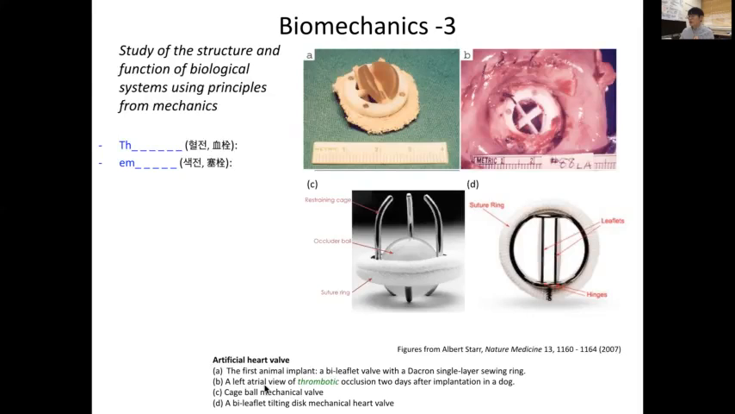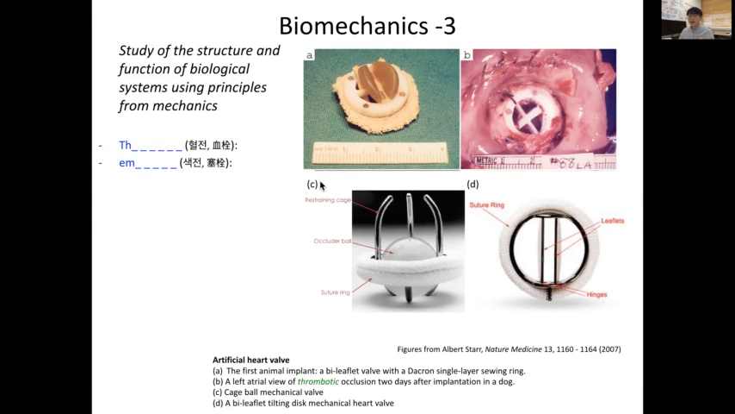So this is a left atrial view of thrombotic occlusion. I have to explain what thrombotic occlusion is. Here is a thrombosis, meaning a blood clot formed in here. You can see some of the dark ones over here, and that clot blocks this valve so that the function of the heart will be compromised. Since then, humans have come up with various ways of a better design.